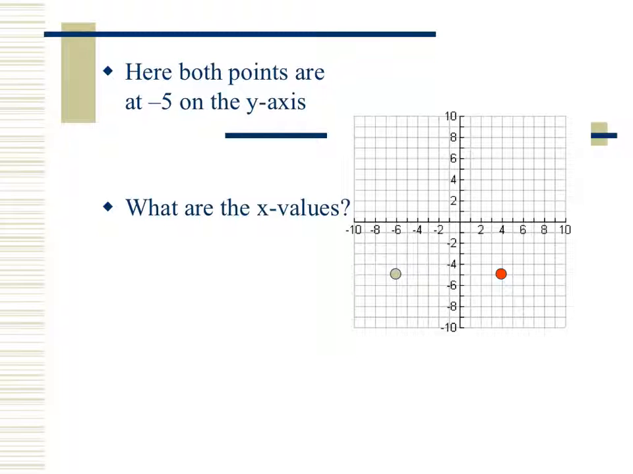Both of these points have been moved down 5 spaces for their y values. See if you can identify the x values. Hit pause now. We can see that for the white dot, it has been moved to the left 6 spaces. 1, 2, 3, 4, 5, 6. So it has an x value of negative 6. Whereas our red dot has been moved to the right 4 spaces. 1, 2, 3, 4. So it has a value of positive 4.